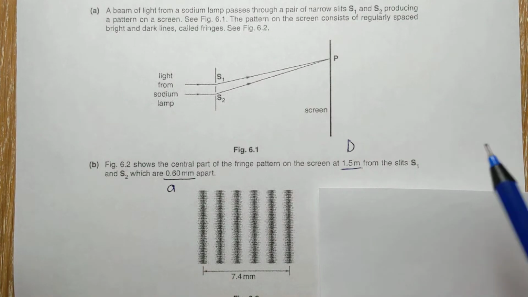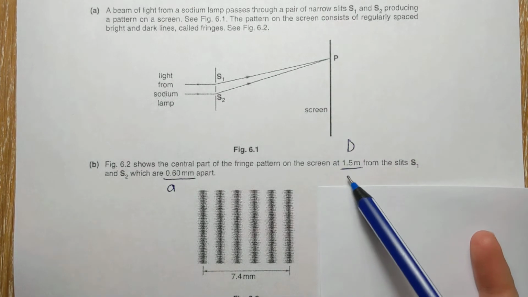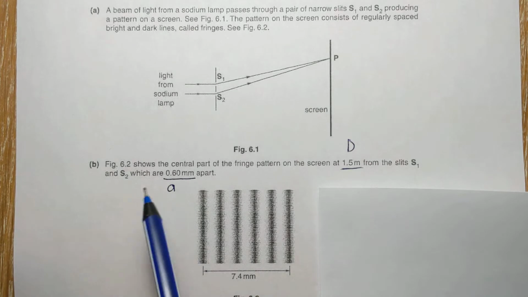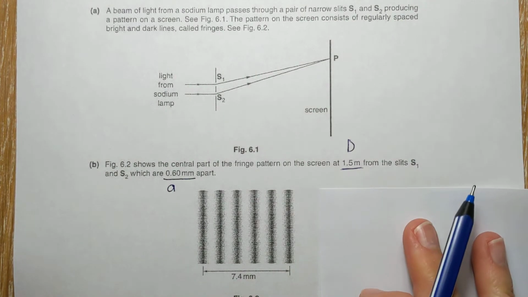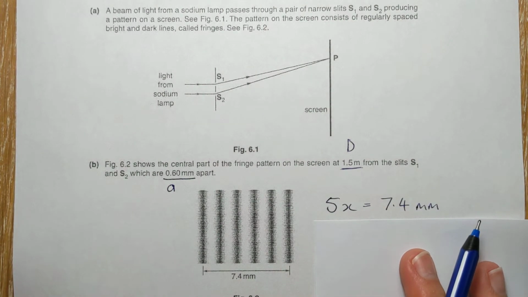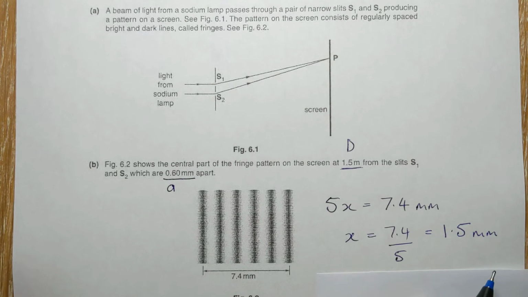And here we go. So we've got the distance from the slits to the screen here, and the slit separation here, and then the fringe separation we get from the diagram. We always measure across multiple fringes and divide in order to get a more accurate value. So that is 1, 2, 3, 4, 5 fringes is 7.4 millimetres, and so the distance from one fringe to the next is 1.5 millimetres, rounding to two significant figures.